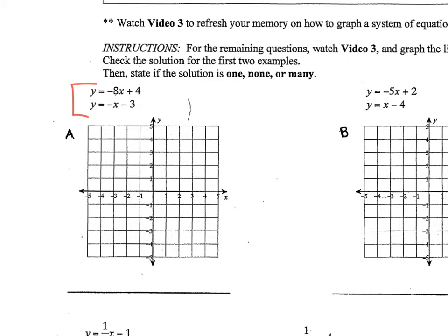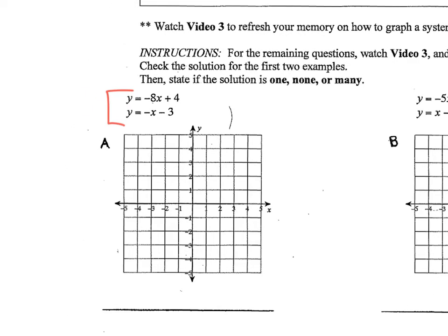Now, it's important to note that the lines must cross at an exact point, and to write down the solution of the equation, we are basically just writing down the point at which the lines cross. It's very important to remember that.